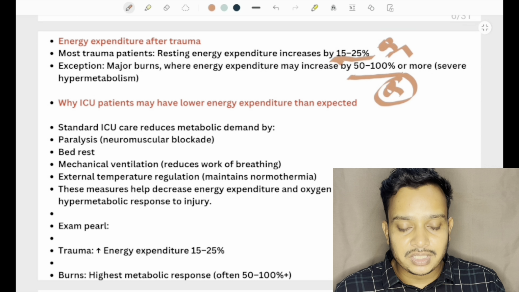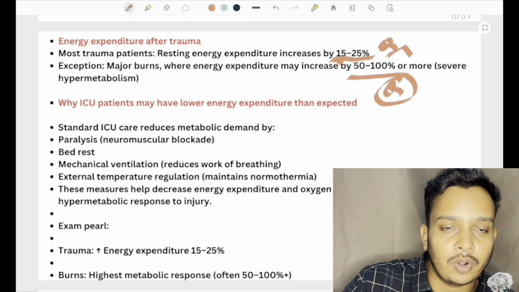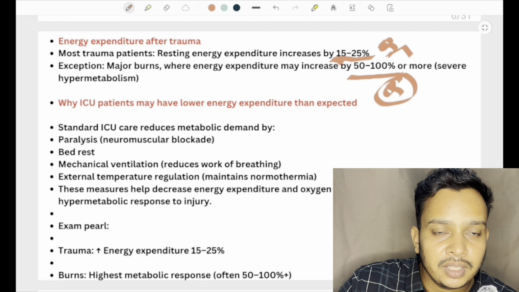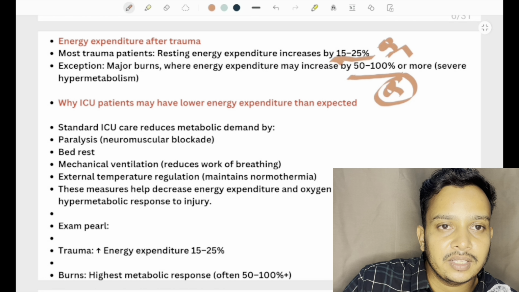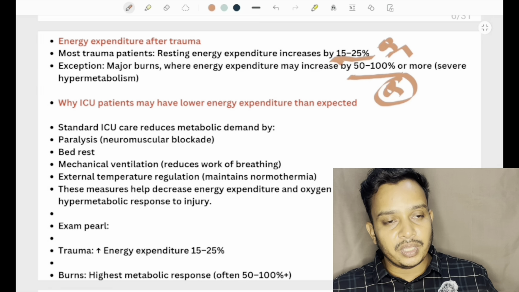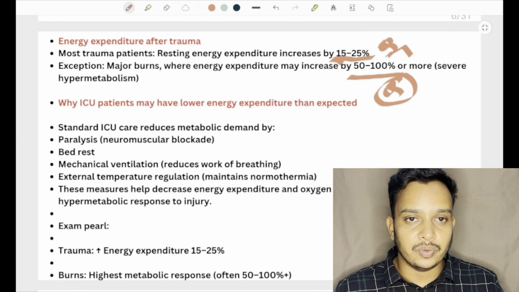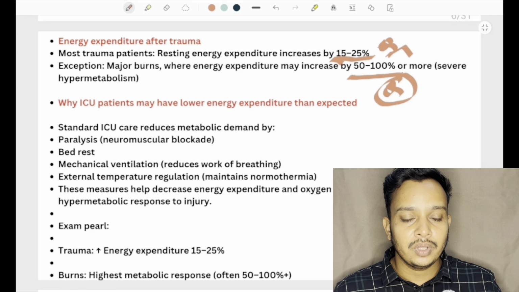Knowing this energy expenditure is important because while calculating the energy deficit required for a trauma, burns or sepsis patient, we should keep in mind that this much energy is needed, and we have to correct it, or else the patient will go into a cachexic state. Basically, why do we keep the patient in the ICU? Because we have to keep the basal metabolic rate under control.